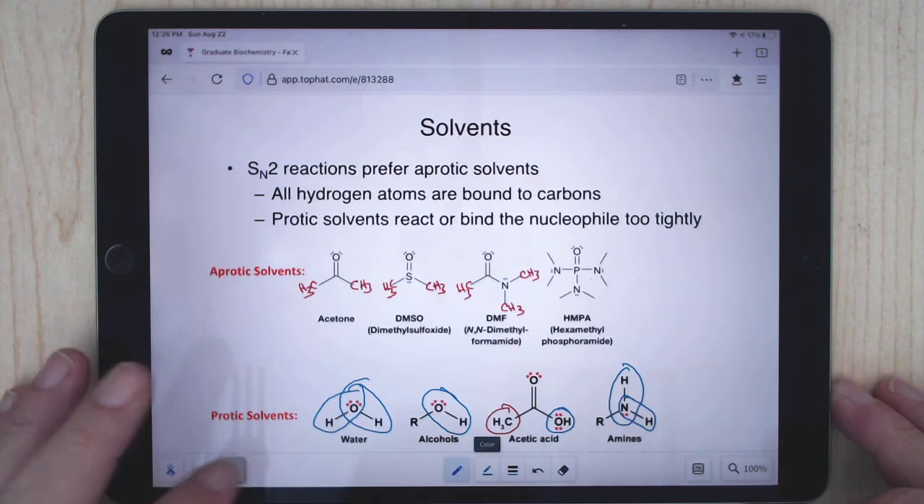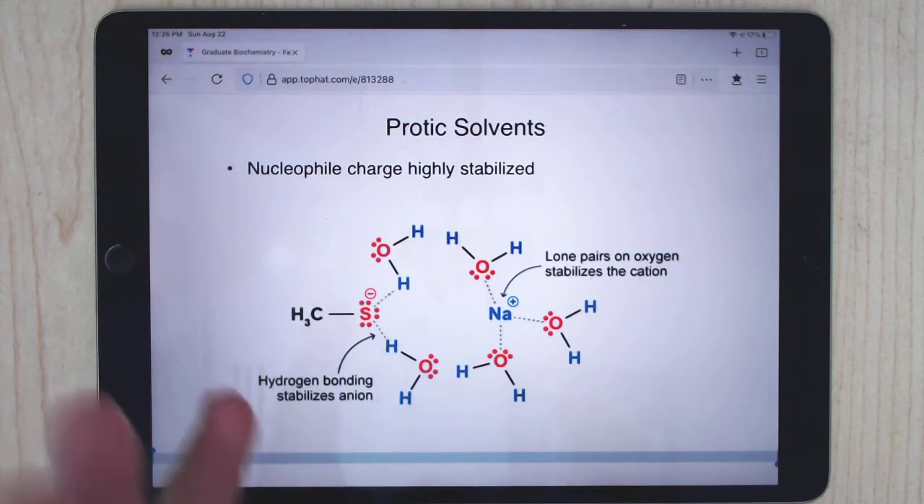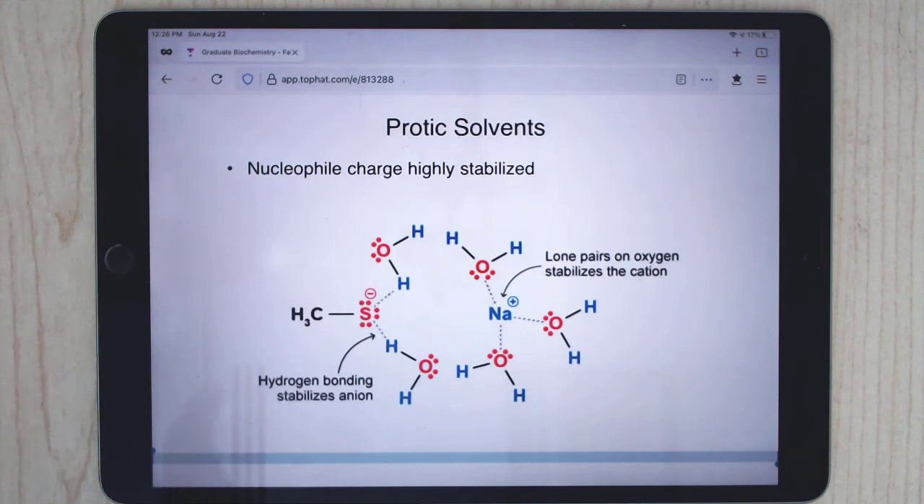The problem with protic solvents is that they stabilize the molecule, which seems weird, but there are a couple things. One, they can bind the nucleophile so tightly through a hydrogen bonding network that they can basically shackle it, so that it can't get to where it needs to go. It can't get to that electrophile. The other thing is that, remember, good nucleophiles are also good bases, so it can also react with the solvent.